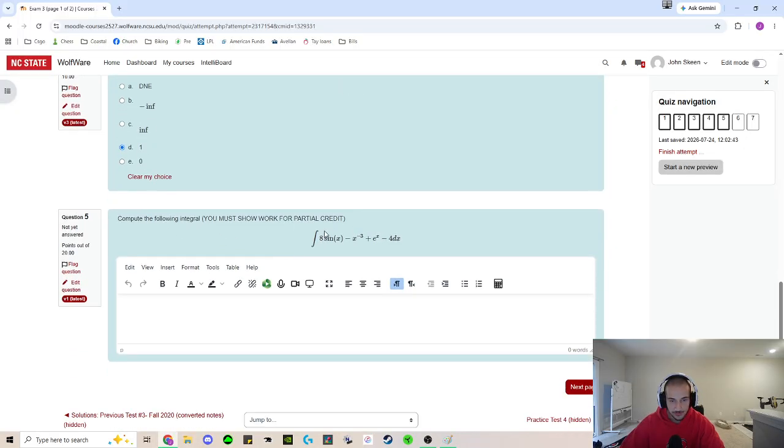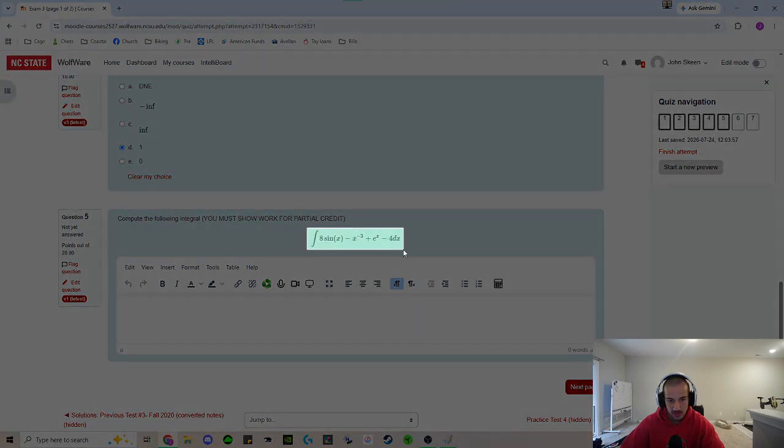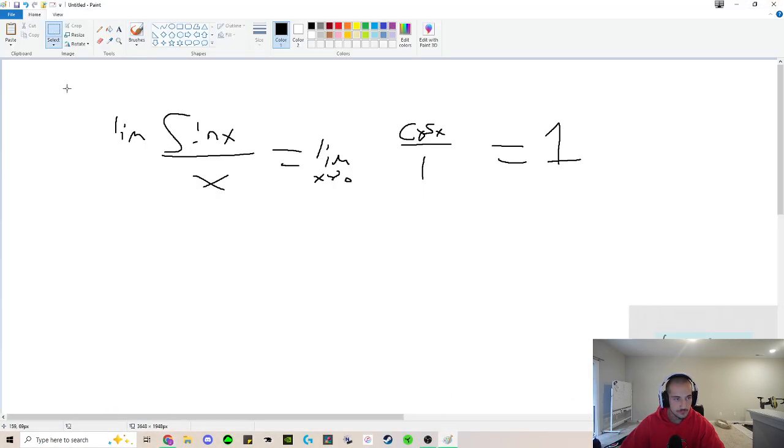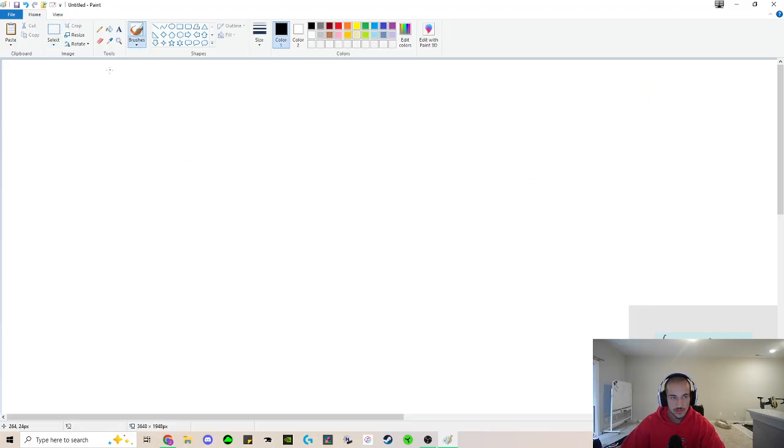Compute the following integral. You must show work for partial credit. So we've got 8 sine x minus x cubed plus e to the x minus 4. Okay. So we've got this guy here. How do we do this? Well, we're just going to anti-differentiate each thing separately. So the antiderivative of sine, right? You think about sine goes to, when you're doing derivatives, sine, cosine, negative sine, negative cosine, back to sine. So we know that the antiderivative of positive sine will be negative cosine.